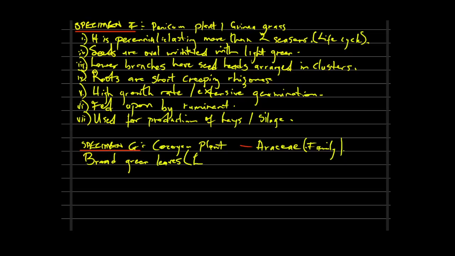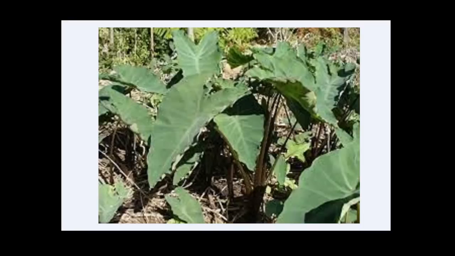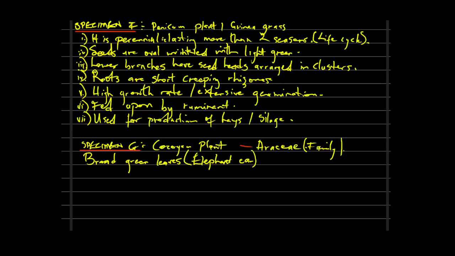They are oftentimes called the elephant ears because of the shape. Look at what I'm talking about here. You can see the shape of the leaf and how big it is. So it is oftentimes called the elephant ear. It forms edible roots.